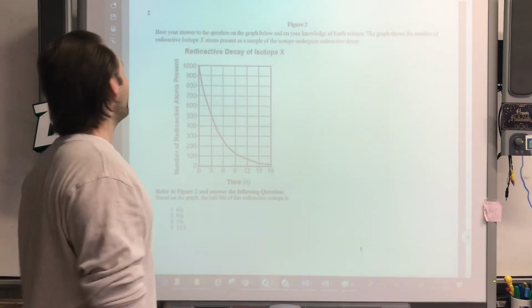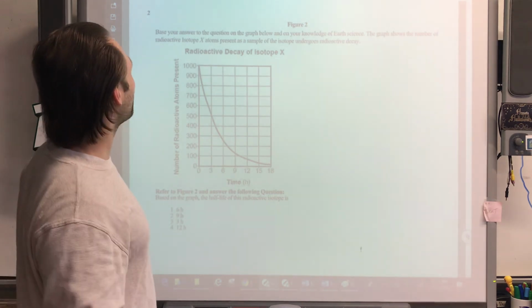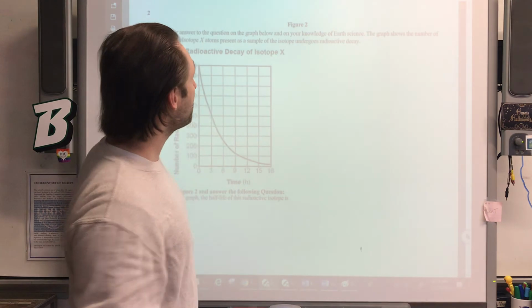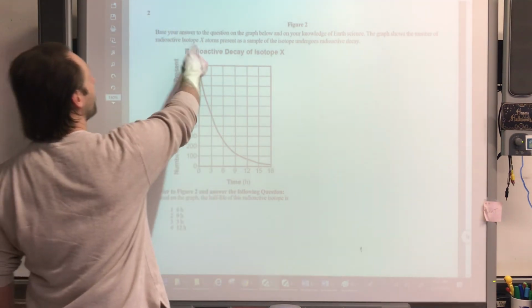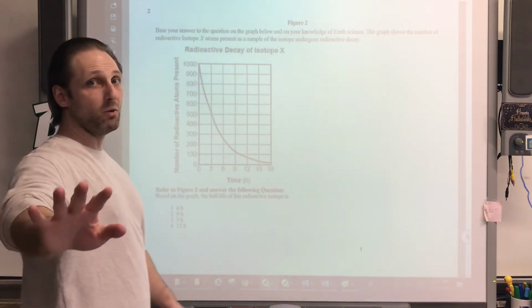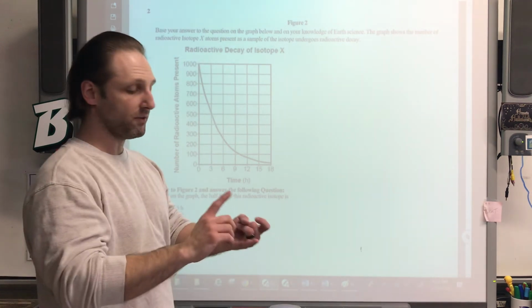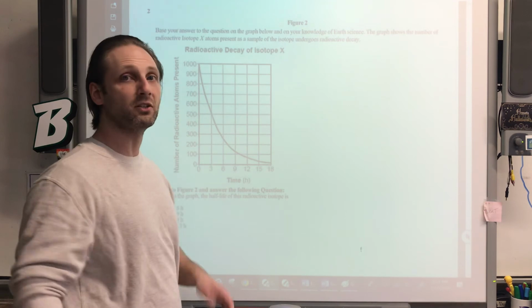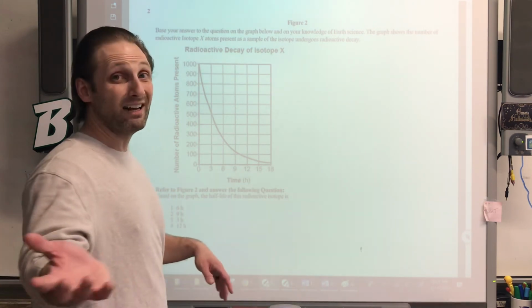We're back. All right, so base your answer to the question on the graph below and your infinite knowledge of earth science. The graph shows the number of radioactive isotope X atoms. So we don't know what the isotope is yet. We don't know if it's carbon. We don't know if it's rubidium. We don't know if it's uranium. We don't know if it's potassium. We don't know. May not need to know.